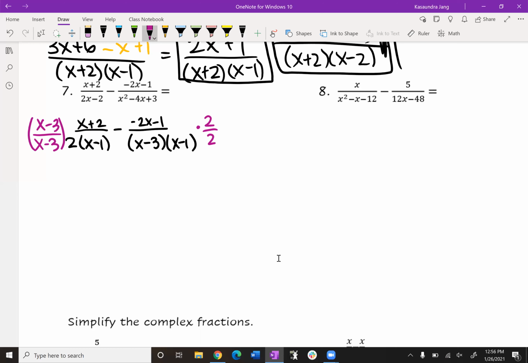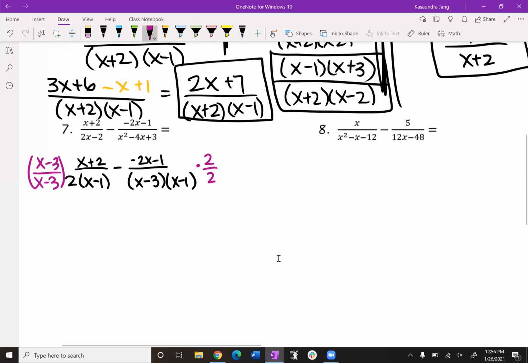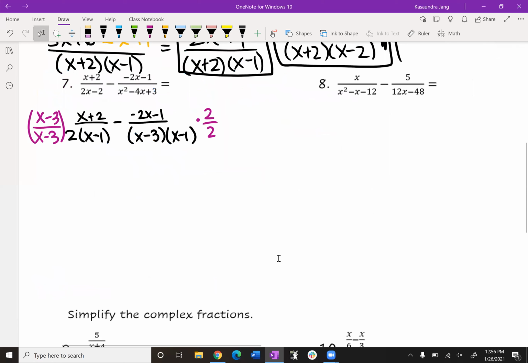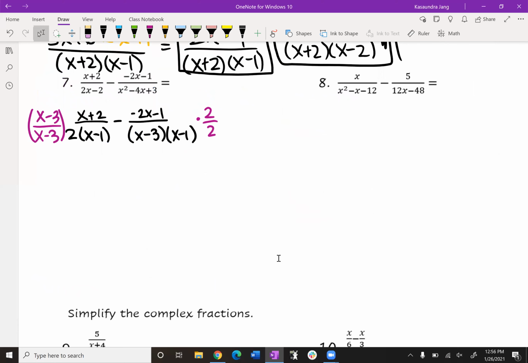Alrighty, so again, very similar to the steps I have up here. What I had to do on this one, though, is I had to factor both denominators, and I think we might run into something else a little different here. All right, so I've got the common denominators looking good.